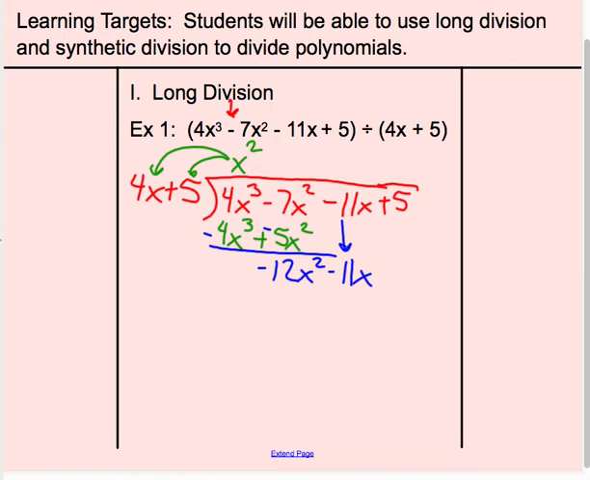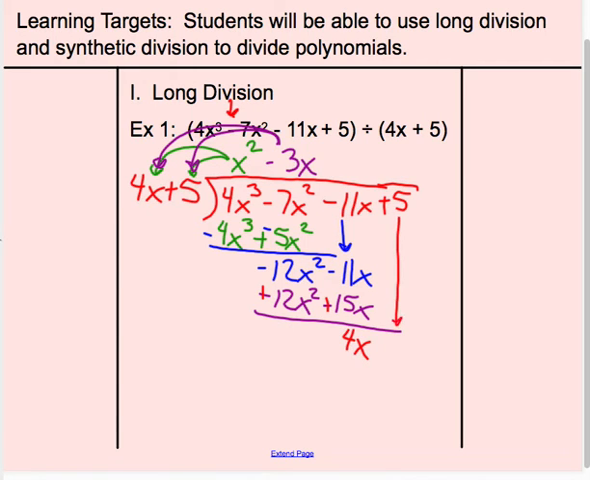4x goes into negative 12x squared how many times? Or 4x times negative 3x equals the negative 12x squared. So again, distributing this to both terms, I get negative 12x squared minus 15x. Again, I'm going to subtract, so I'm going to change the signs on both terms. First term cancels, negative 11x plus 15x gives me 4x. Bring down the 5, and 4x plus 5 goes into itself once. So in this case, we don't have a remainder. So the quotient is x squared minus 3x plus 1.